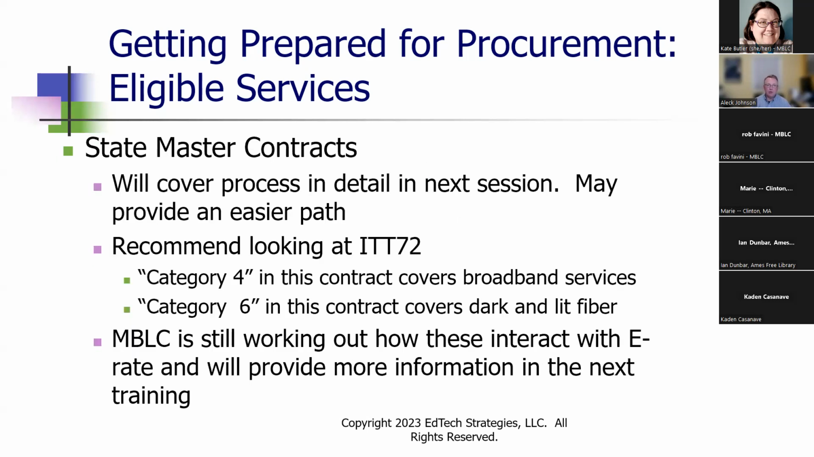There are a couple other things to just mention briefly. There are some state master contracts in the state of Massachusetts, which we will talk about in much more detail in 2 weeks. They mostly cover connectivity. And so we'll talk about contract ITT 72 and how you can use that to help get some of the connectivity needs for your library if you are so inclined. The reason we're not talking about it today, in addition to running short of time, is that MBLC is still working through exactly how to make those interact properly with E-rate. Again, we'll provide more information in the next training.